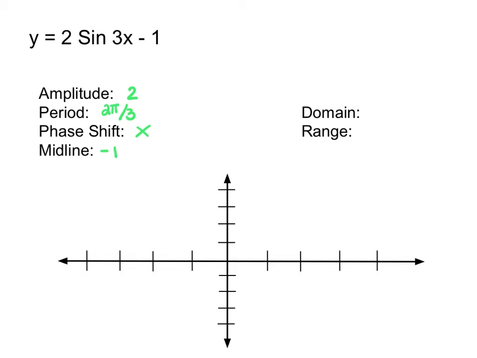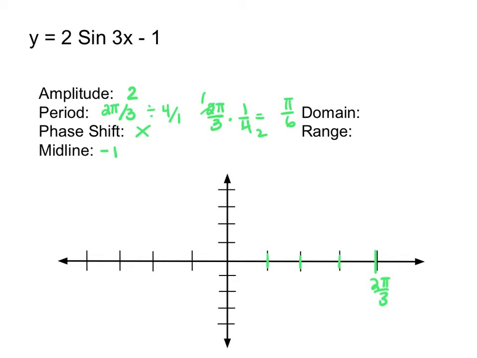Now, I am going to create my scale on the bottom. So my period is 2 pi divided by 3. Now, this is where it gets tricky, because remember, I have to take this value here and divide it by 4 in order to determine what each of these tick marks represent. Well, I can't divide by 4 because I have 2 fractions here. So instead, I'm going to multiply by 1/4. So 2 pi divided by 3 times 1/4. And what I get is 2 pi over 12, or I get pi over 6.